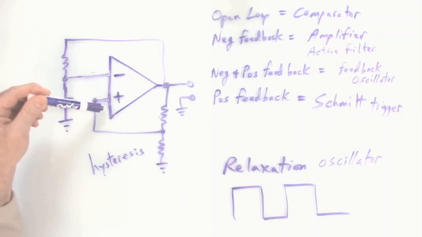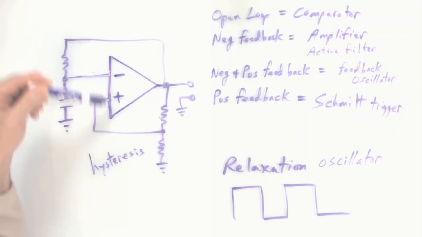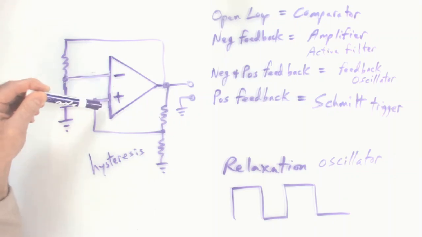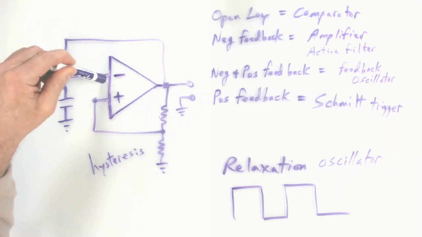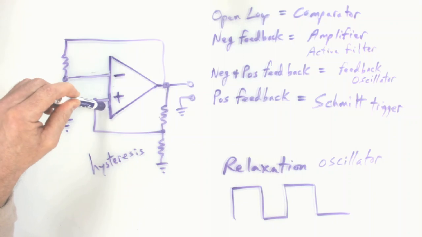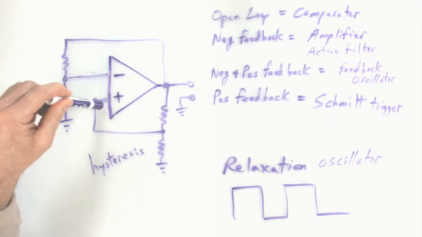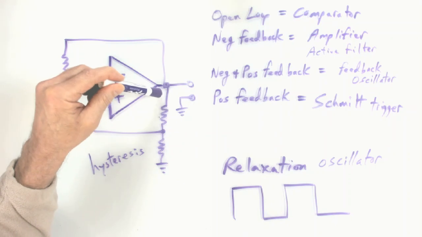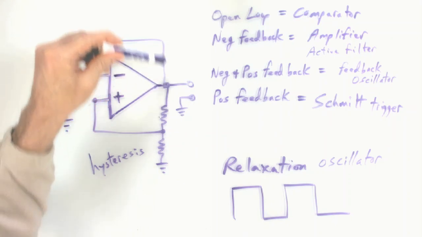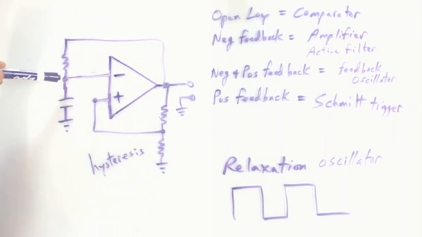When the cap gets below that threshold, look who's winning on the inputs. The cap went below this threshold, so this input is no longer winning. This input's winning. The cap voltage at this input is below this. So this is winning. The output goes positive, starts the cycle over again. The positive voltage starts to charge the cap. And away we go, we've got a square wave relaxation oscillator.